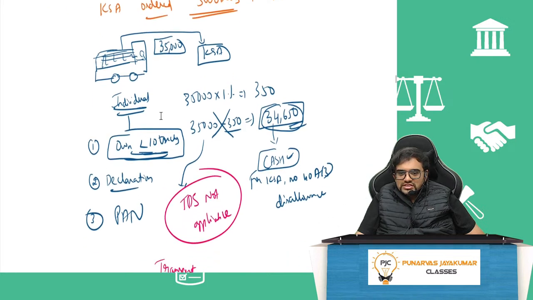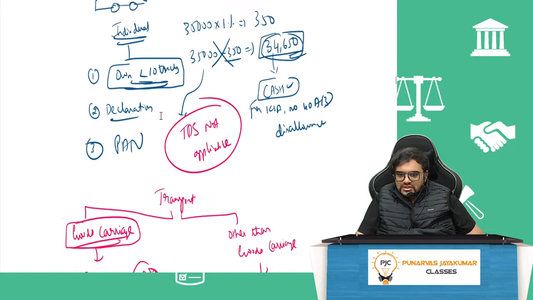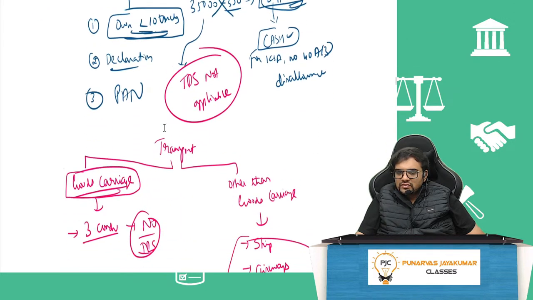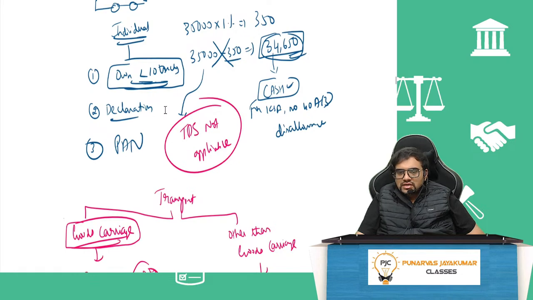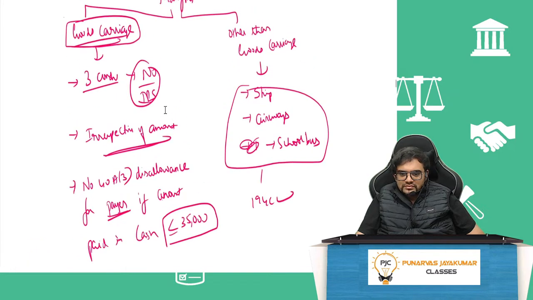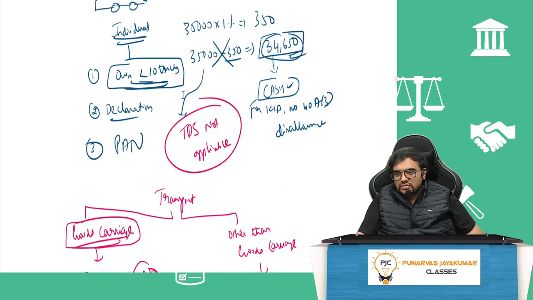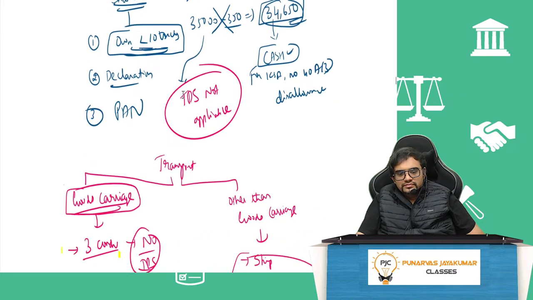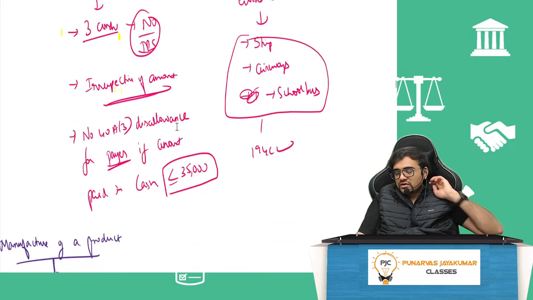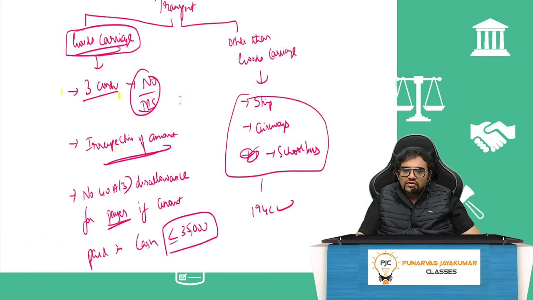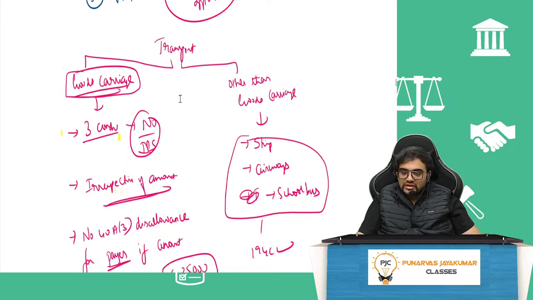However, now this section says up to 35,000 rupees, no problem, you can pay. If the individual is owning less than or equal to 10 trucks and has given a declaration and furnished a PAN, then there is no TDS for that person. So for goods carriage, three conditions, irrespective of the amount. I told the 35,000 only for cash purposes. You pay 1 lakh, 2 lakh, 3 lakh also, no problem. No TDS. No 40A3 disallowance for the payer if the amount paid in cash is less than or equal to 35,000. This is connecting 40A3 and 194C.